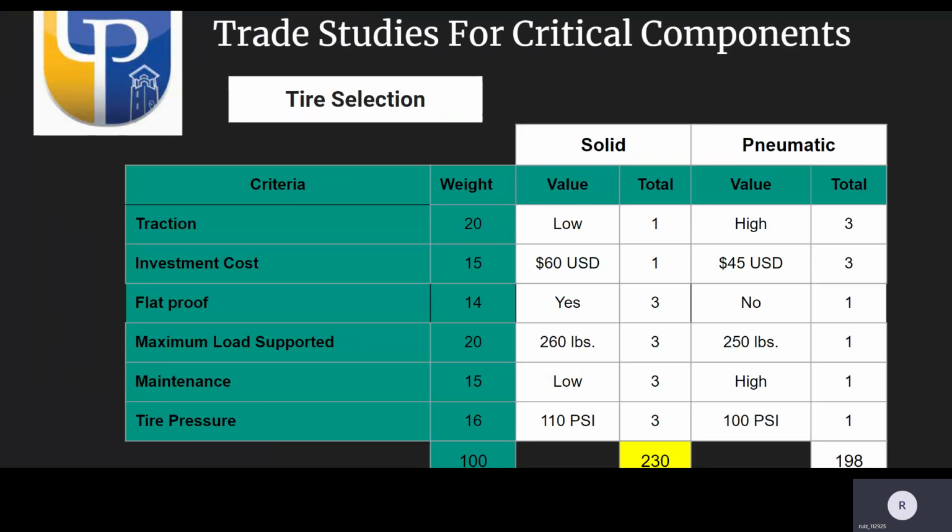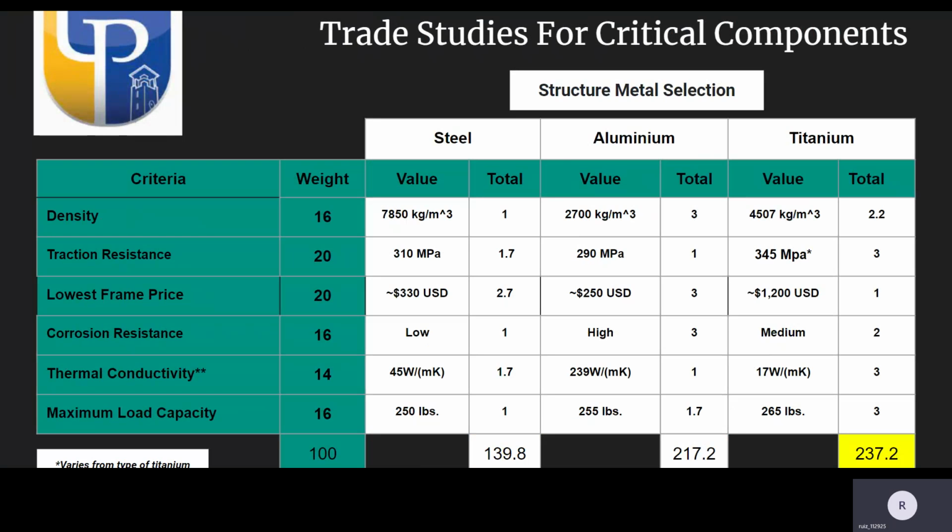For tire selection, we went with pneumatic and solid. Solid came out on top with 230 points, only falling behind on traction and investment cost. For material, we compared aluminum, titanium, and steel. Titanium and aluminum battled it through, but titanium came out on top, only falling behind on the frame price and a bit on corrosion resistance.